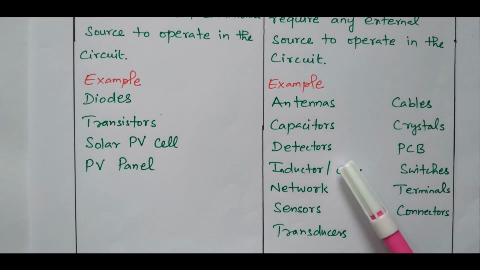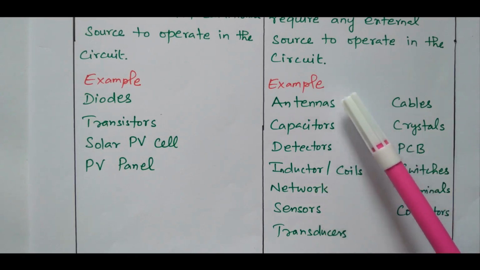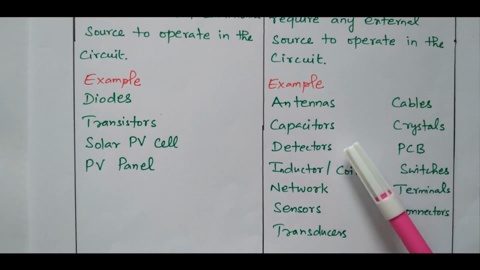But passive components will not deliver. They will receive the energy. No specific power is needed to operate, and there is no power gain also. What are the examples? Antennas, capacitors, detectors, inductors or coils, networks, sensors, transducers, cables, crystals, PCBs, switches, terminals, connectors. So these are all passive components.